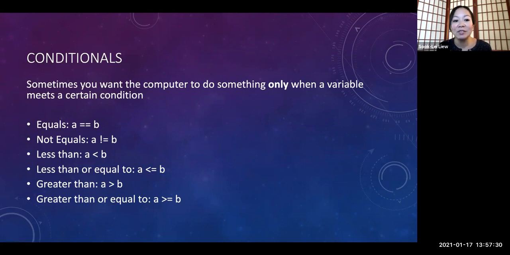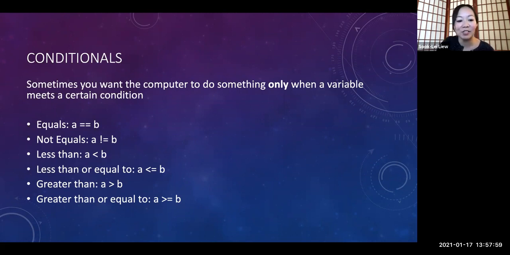And then conditionals, this is that Boolean data type that we talked about, where the data output is either true or false, or those are like the only two values it can hold. So sometimes you want the computer to do something only when a variable meets a certain condition. And that's actually really common. So the most common conditionals are equals. So like if A equals B, then do this. Another common one is not equals.